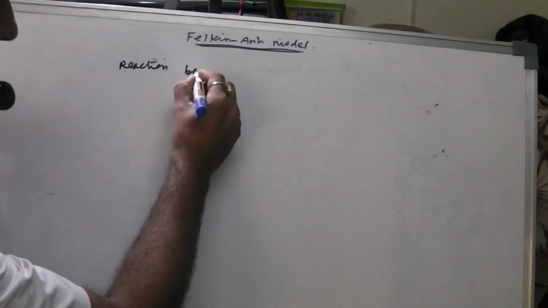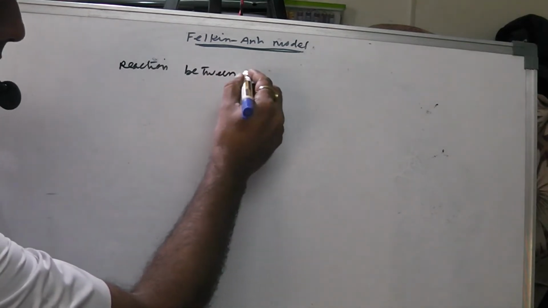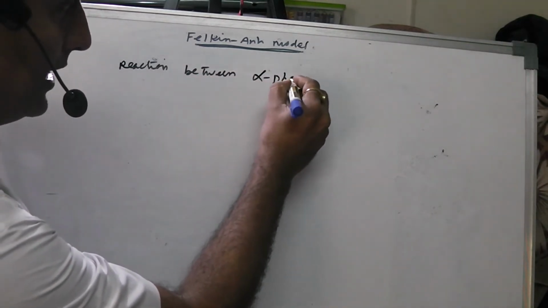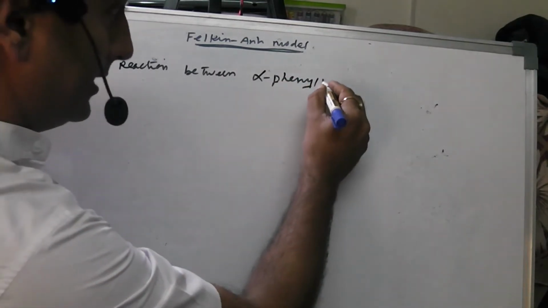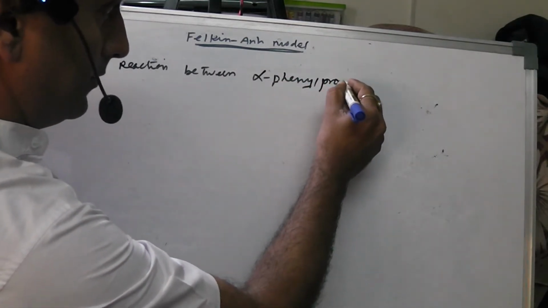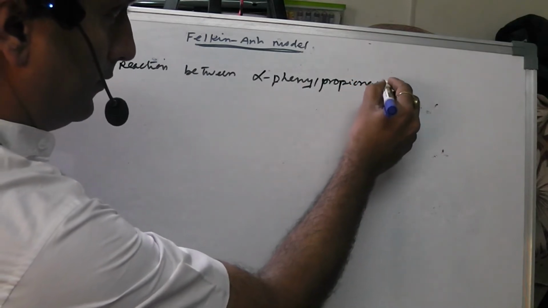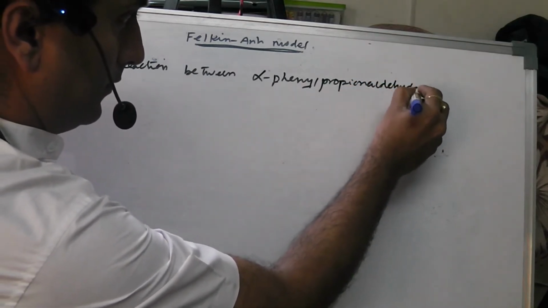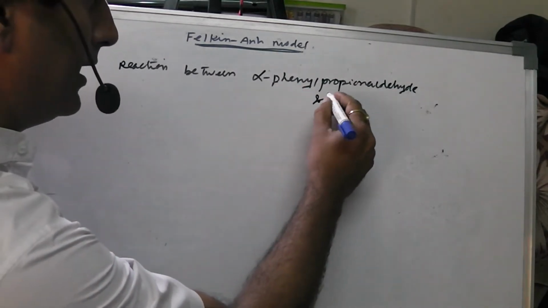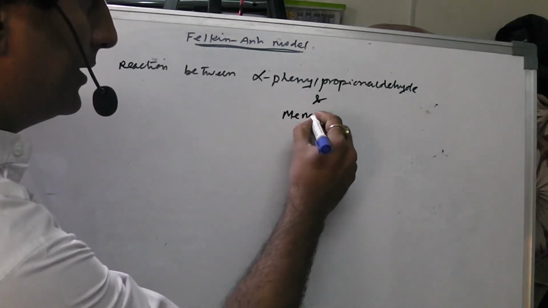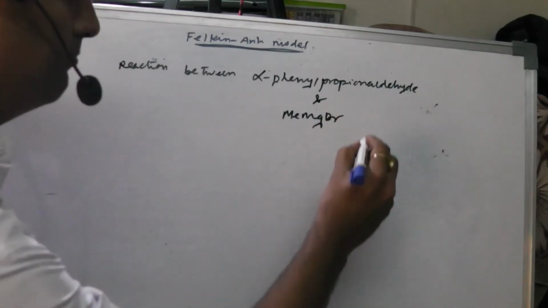Reaction between alpha-phenyl propionaldehyde and methyl magnesium bromide, MeMgBr.